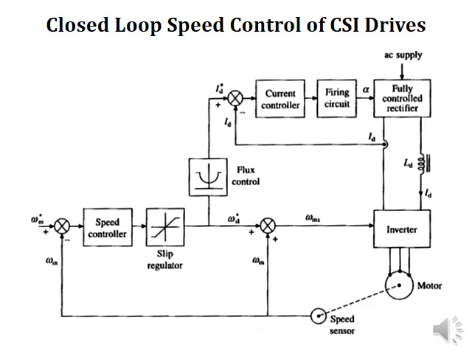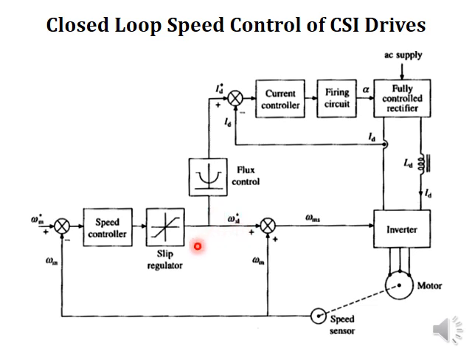Next is the closed loop speed control of the CSI fed drive. It resembles the VSI fed, that is voltage source inverter fed drive. Similar to that, it also has an inner slip speed loop and an outer speed loop. When the speed of the motor is sensed, it is compared with the reference speed and the speed error is given to the speed controller. The speed controller is normally a PI controller. The output of the speed controller is given to the slip regulator. The slip regulator always saturates at the maximum possible current of the drive, and the output of the slip regulator is the reference value of slip speed.